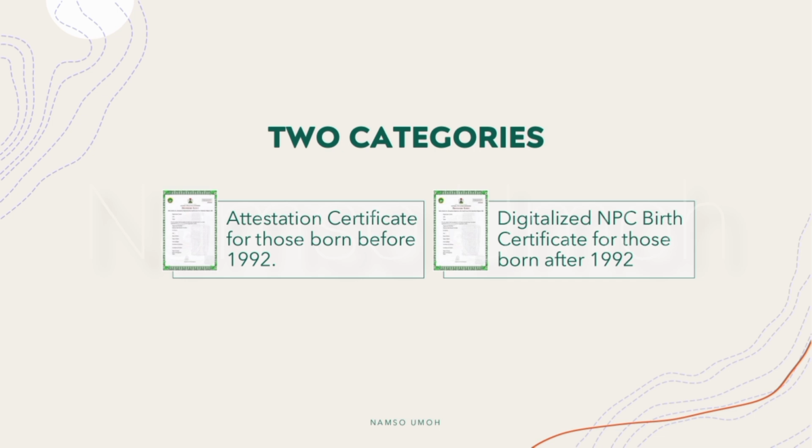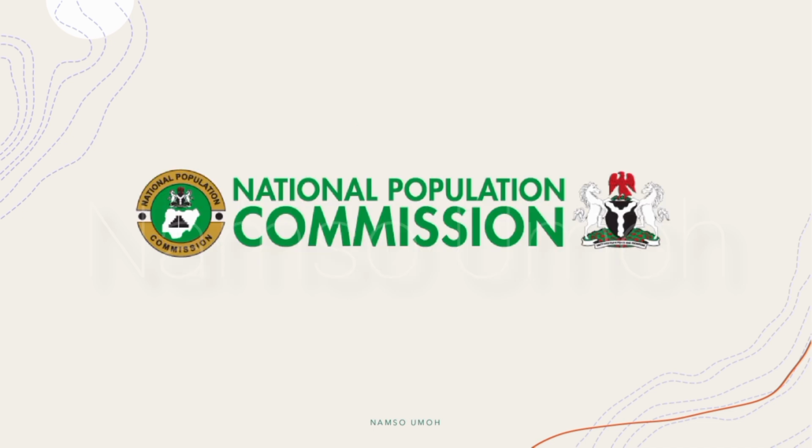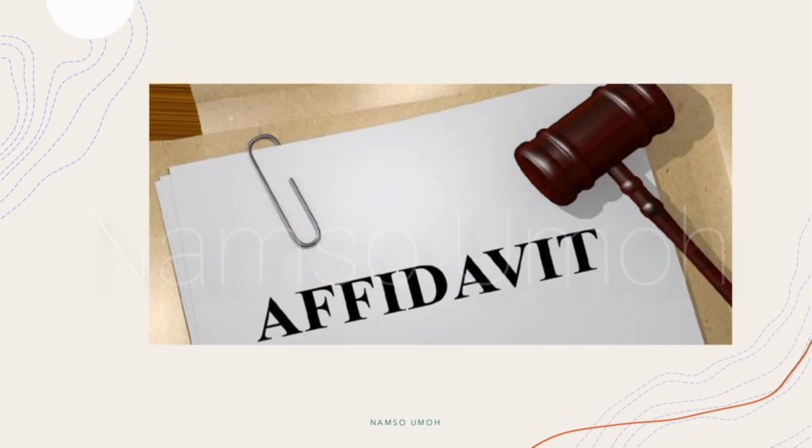For you to be able to correct your date of birth on the National Identity Management Commission website, you're going to look at two categories. Those that were born before 1992, what they need to provide is a digitalized NPC attestation certificate. Now those that were born after 1992, what they need is a digitalized NPC birth certificate. For you to be able to obtain this, you will need to navigate to the National Population Commission website and pay 3,000 naira to obtain that certificate. You would have to provide a court affidavit with the exact date of birth you want to correct.